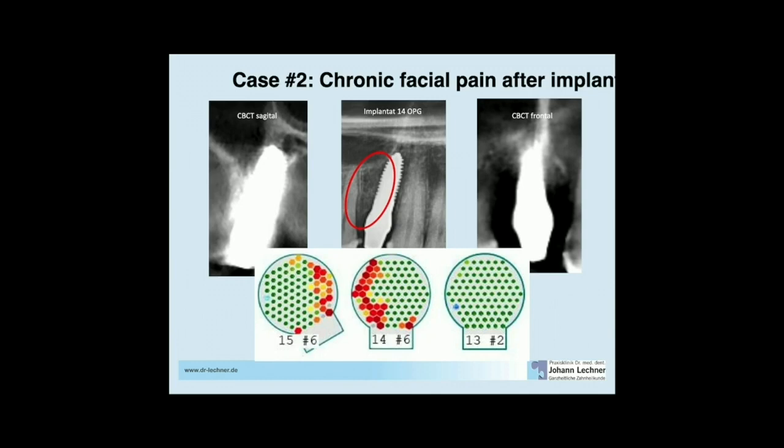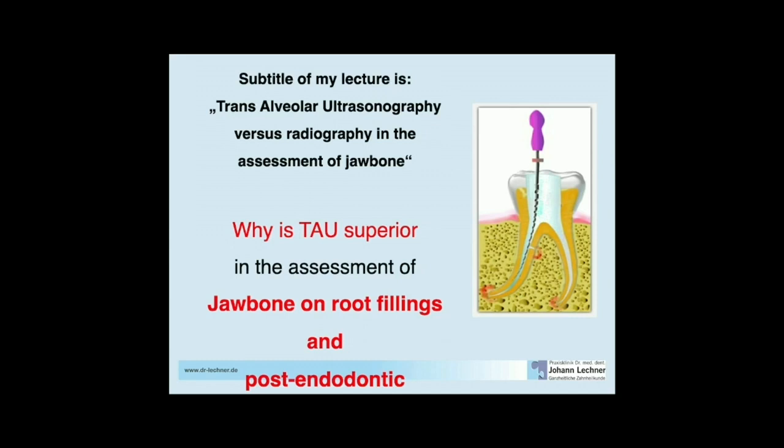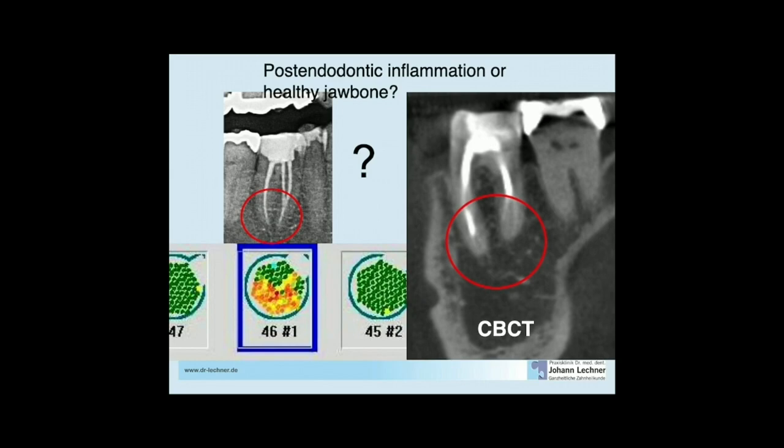Now, the next one is transalveolar ultrasonography versus radiography in the assessment of jawbone. Why is TAU superior in the assessment of jawbone on root fillings and post-endodontic inflammations? Again, some examples. Here you have a root filling. Look at this area here, CBCT. Are these two X-rays a reason to extract this root filling? Probably not. But when you look at the ultrasound, you see it's not all green.